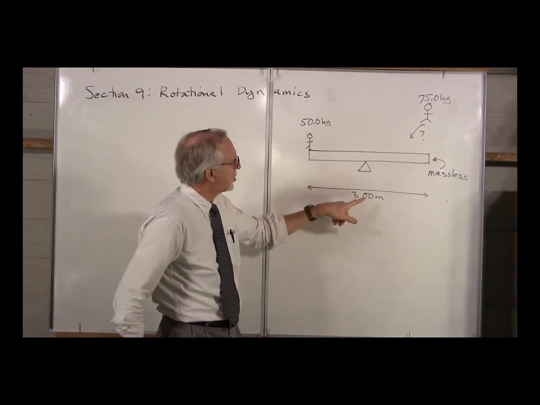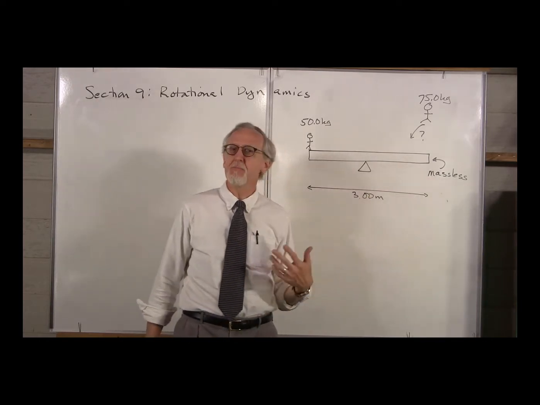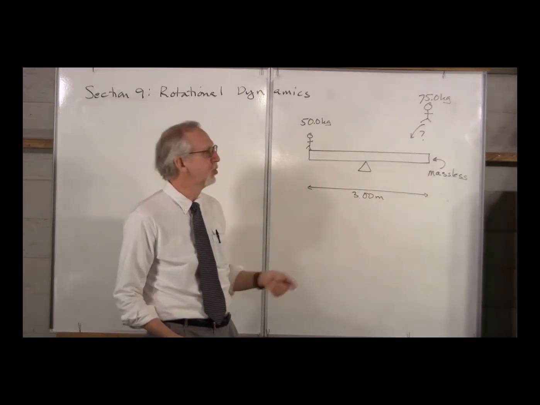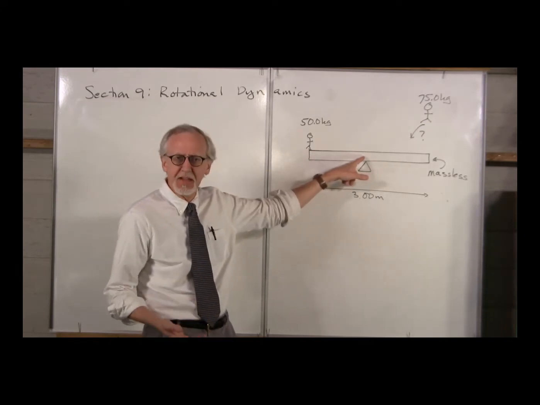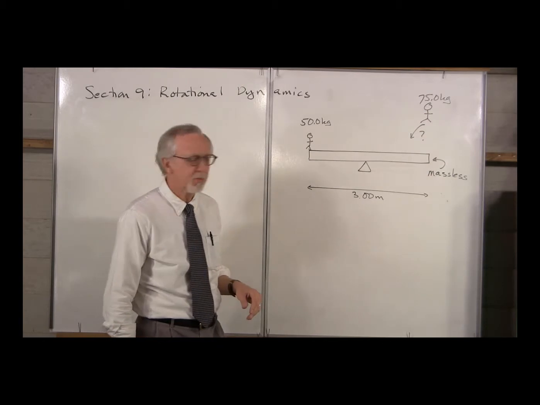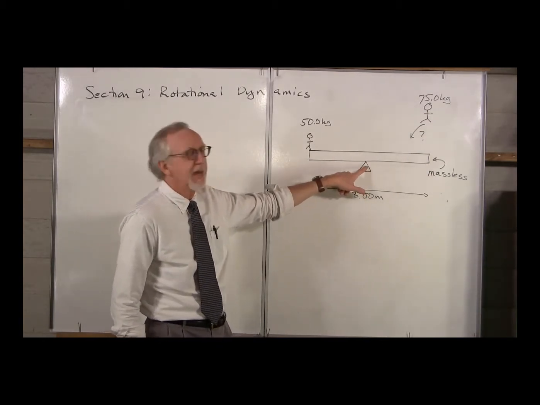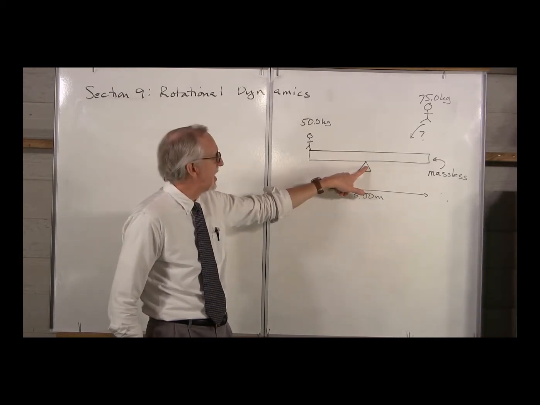Let's imagine our seesaw is 3 meters long, and we'll assume that the board itself is massless. In other words, at least we'll assume that the mass of the board is much, much less than these two children that will be sitting on it, so we don't have to worry about the mass of the board for the moment. The seesaw is 3 meters long. It is balanced at the center.